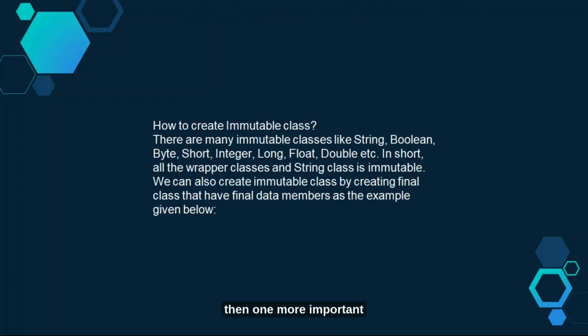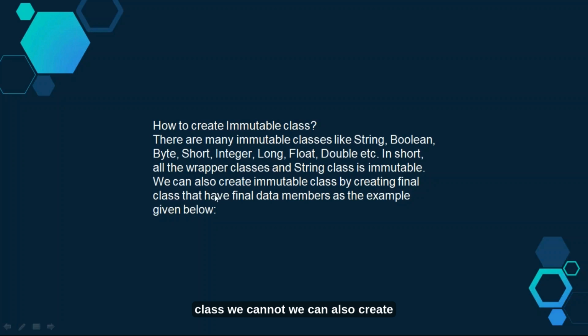Then one more important, famous question on the string side: how to create an immutable class. People are asking how you can create your own custom immutable class. So what is an immutable class? You cannot change the object value, like in string, boolean, byte, short, integer, long, float, double. All the wrapper classes are immutable classes. All the wrapper classes and the string class are immutable classes.